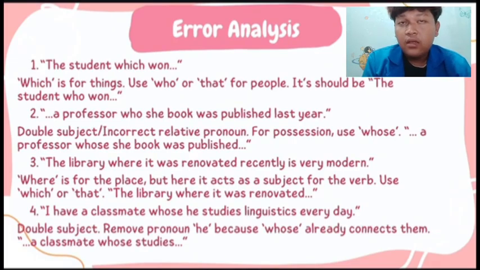The second, "a professor whose book was published last year." It has a double subject and an incorrect relative pronoun. For possession, use whose. So it should be "a professor whose book was published." The third, "the library where it was renovated recently is very modern." Where is for places, but here it is the subject of the verb, so use which or that.